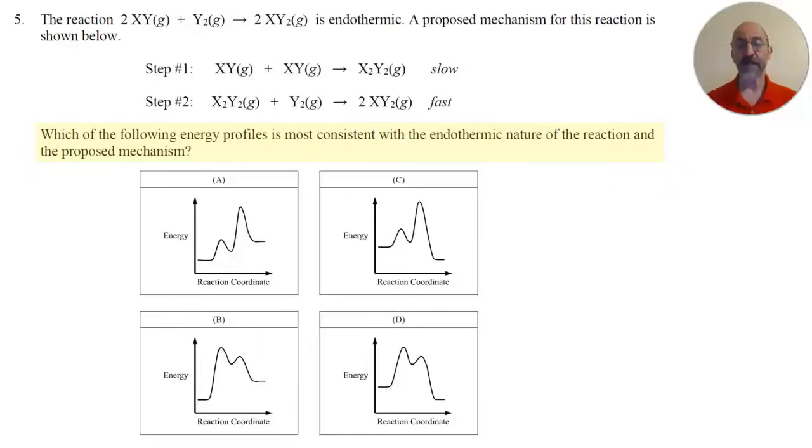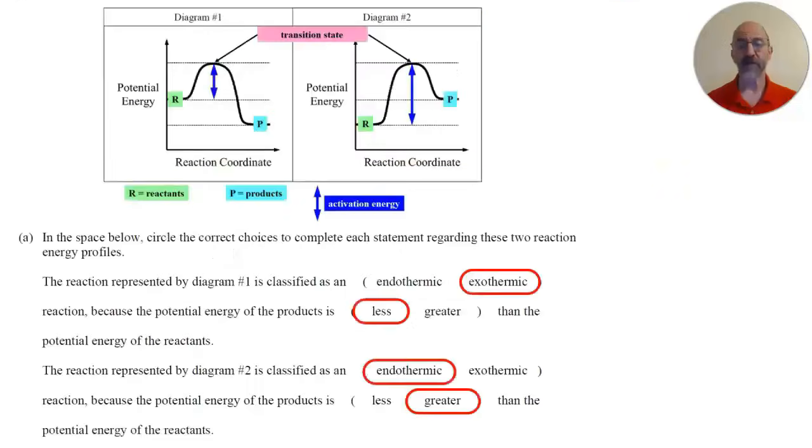Now, in an earlier lesson in AP Chemistry Review and Practice, I talked about these energy profile diagrams, and I said that if the energy of the products is less than the potential energy of the reactants, that would be an exothermic reaction. But on the other hand, if the potential energy of the products is greater than the potential energy of the reactants, that is an endothermic process.